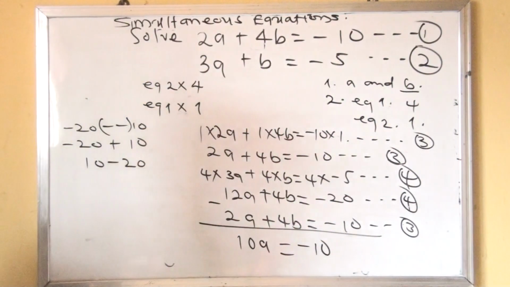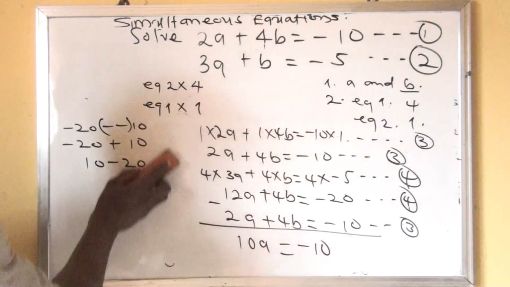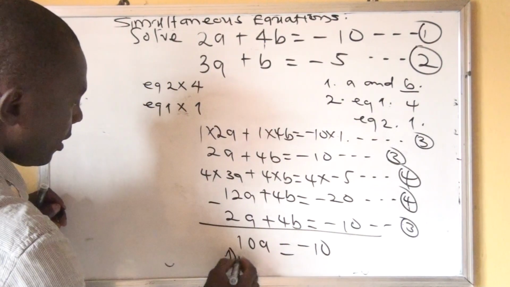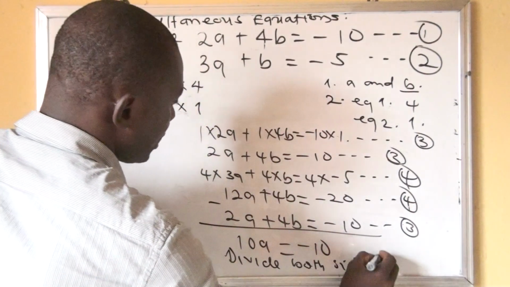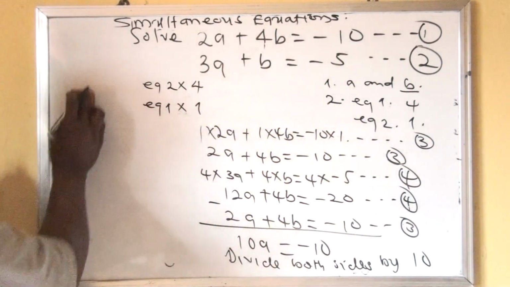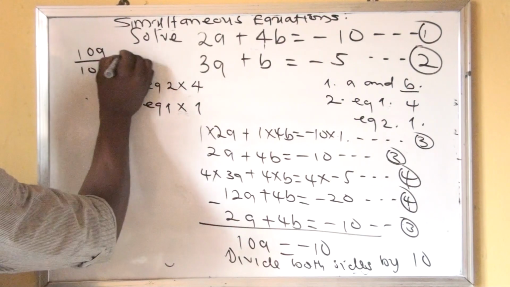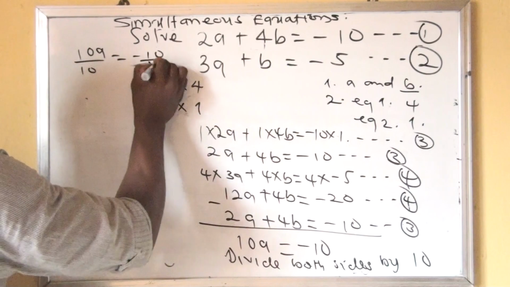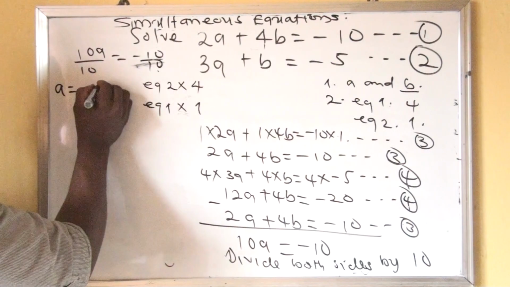Okay, that'll give us minus 10. 10 minus 20 will give us a minus 10. So having done that, the next step is to divide both sides by 10. So if we do that, this becomes 10a over 10 is equal to minus 10 divided by 10. And if we do that, the value of a becomes minus 1.